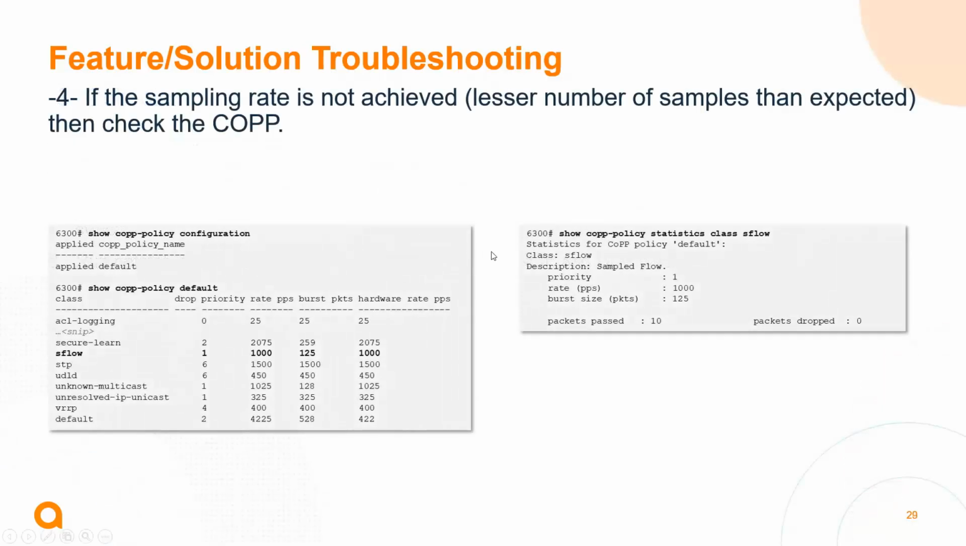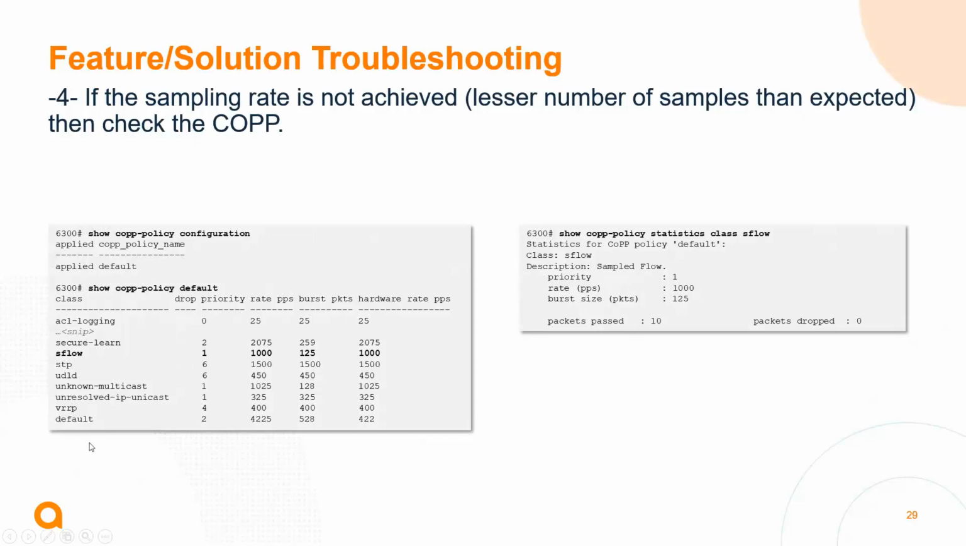So if the sampling rate is not achieved, so you see effectively on the collector there is less number of samples than you expect, probably good to check the COP policy, the control plane protection. So you have to check the default COP policy if this is the default applied.